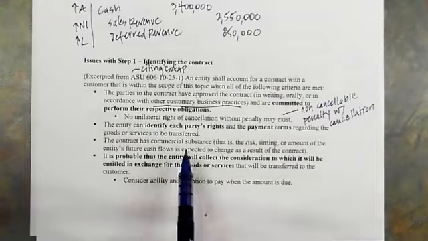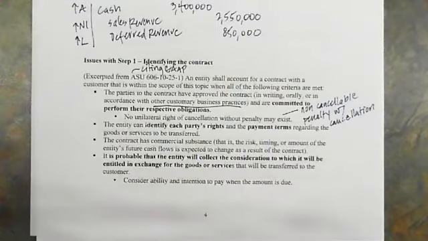The entity can identify each party's rights and payment terms. Typically, this is spelled out in a written contract, or it's understood in an implicit contract with business practices that are customary. It has to have commercial substance. That just means that cash flows will change as a result of the contract. And we'll talk about why that's important more when we're talking in Intermediate 2 about exchanges of assets.